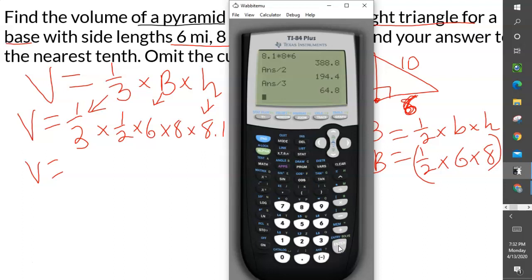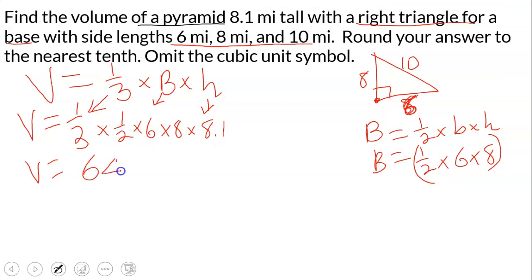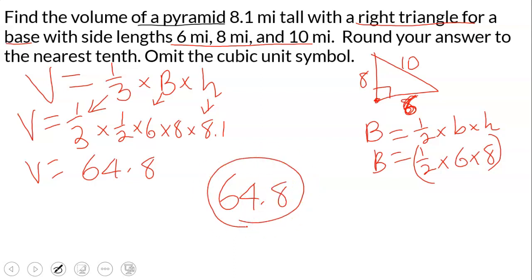So we get 64.8, and we're asked to round to the nearest tenth, so it's already rounded to the nearest tenth. We leave our answer like that, 64.8. So we just write 64.8. That's it. Again, always write the formula from the beginning, then substitute whatever you're given and solve. And it's always helpful to find the base area by the side before plugging it in. Okay, good luck.